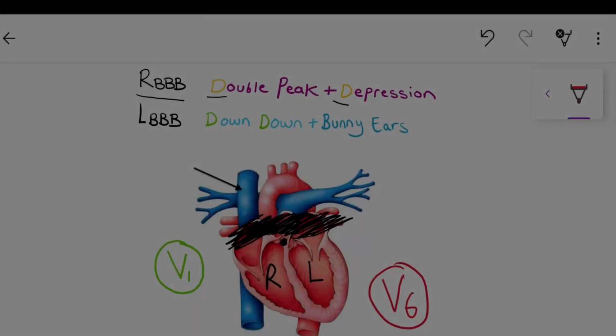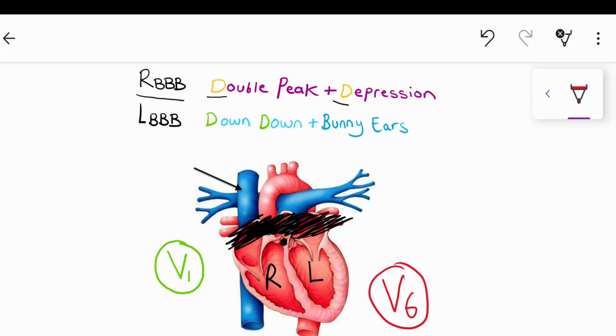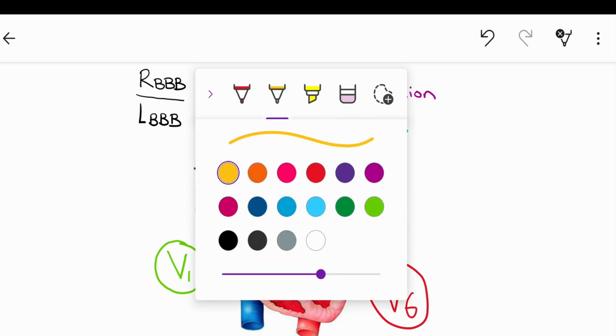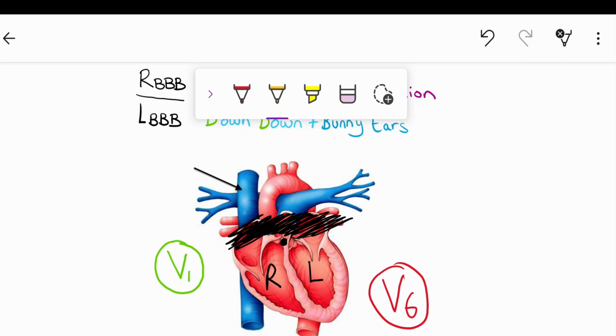Do you really want to know how to learn the bundle branch blocks? Well, you come to the right place. So what you need to know is the mechanism of how the impulse travels through the septum to the ventricles. All right, you have to know it. All right, this isn't a negotiation.